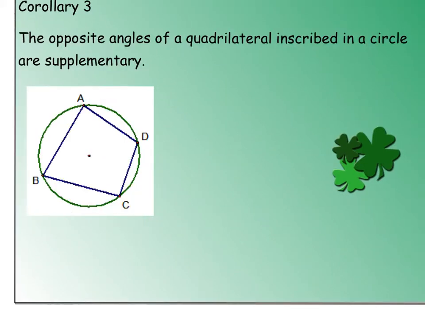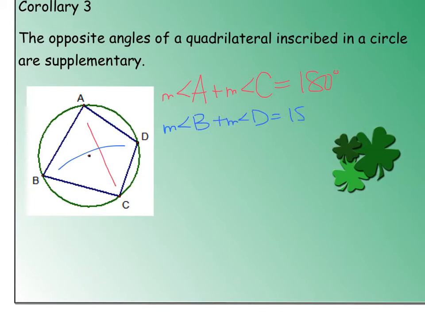Our next property takes a look at quadrilaterals inscribed in a circle, also known as cyclic quadrilaterals. The opposite angles in a cyclic quadrilateral are supplementary. So that means that angle A plus the measure of angle C is equal to 180 degrees. Likewise with the other pair, the measure of angle B plus the measure of angle D is equal to 180 degrees.